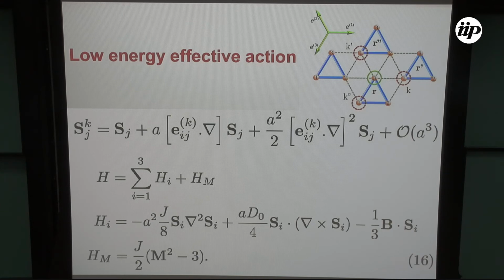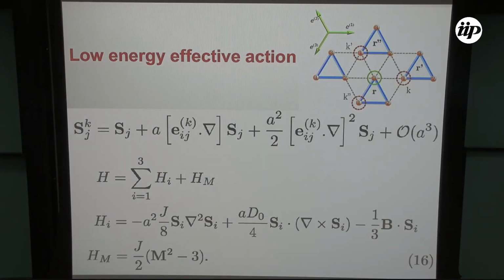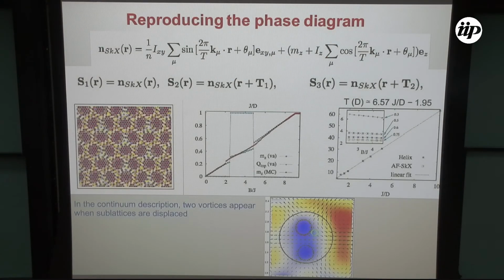Okay, so if you do that, now you have this effective action, and then the question is, can you reproduce the phase diagram observed numerically? Well, you have to do some work. So you have three regions. One is the spiral phase, and I will refer to one of the sublattices. So on each sublattice, you have a spiral, skyrmion lattice, and then saturation. And this is known. I mean, this was done by Bogdanov, Yablonsky, Nagaosa, and many others.